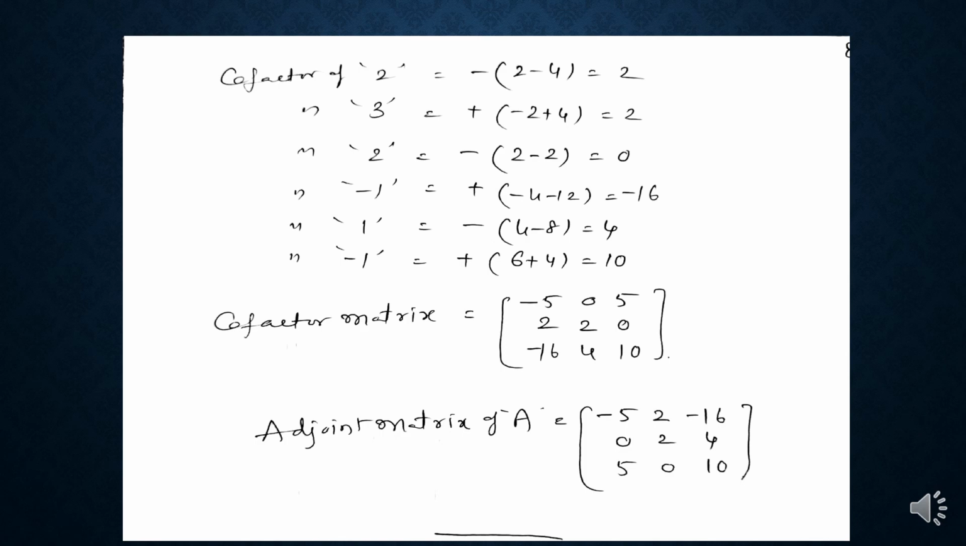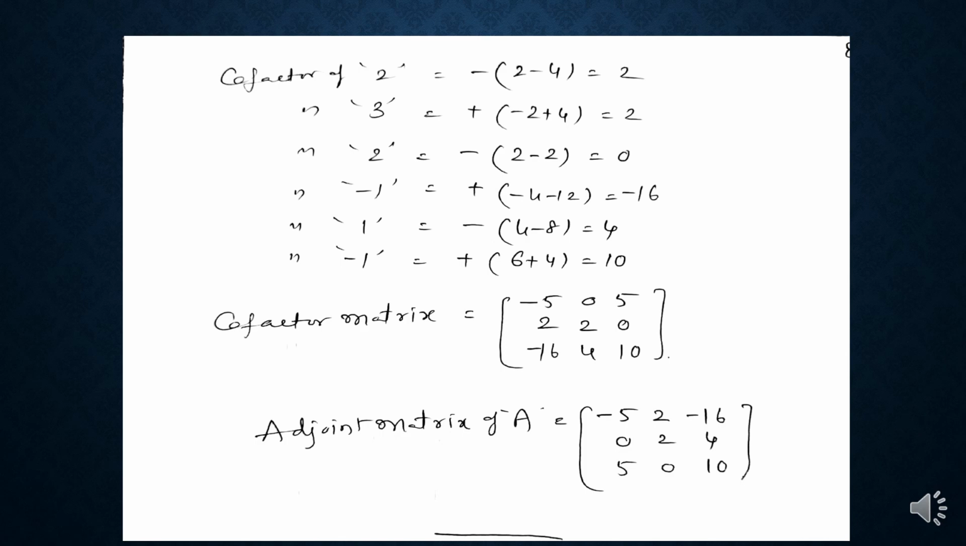Thus we can find all the cofactors of each and every element of the matrix. Then write the cofactor matrix row wise, that is minus 5, 0, 5, 2, 2, 0, minus 16, 4, 10. So this is the cofactor matrix. So adjoint matrix of A is equal to transpose of the cofactor matrix. So what is the cofactor matrix? Minus 5, 0, 5, minus 2, 2, 2, 0, minus 16, 4, 10.